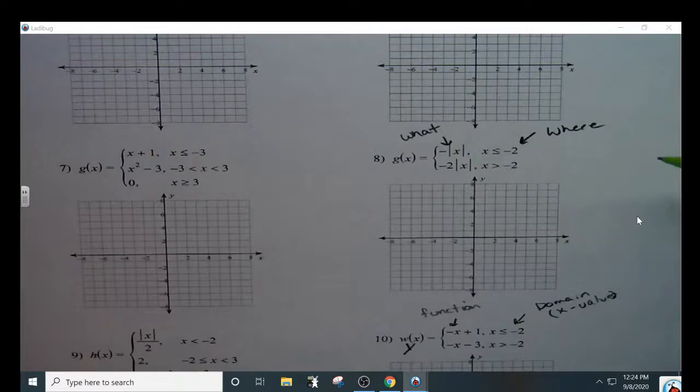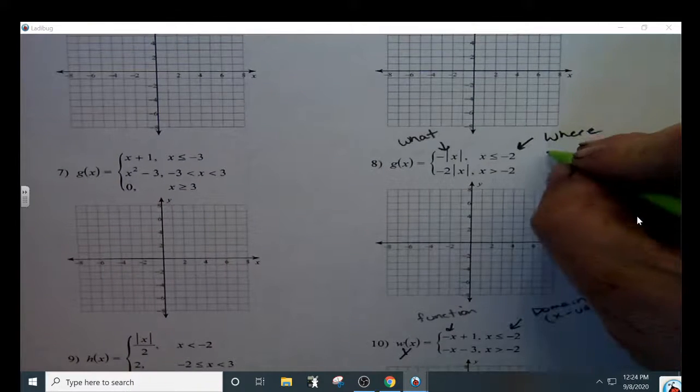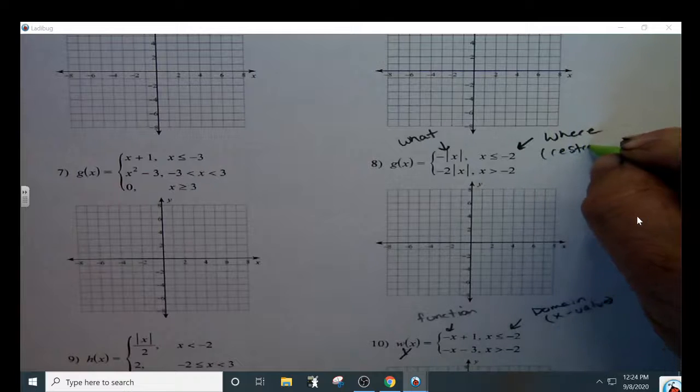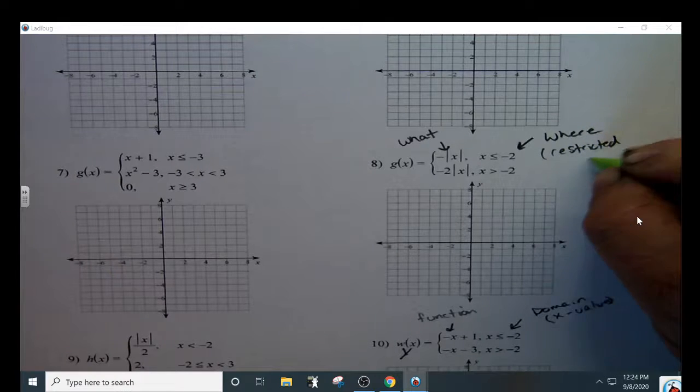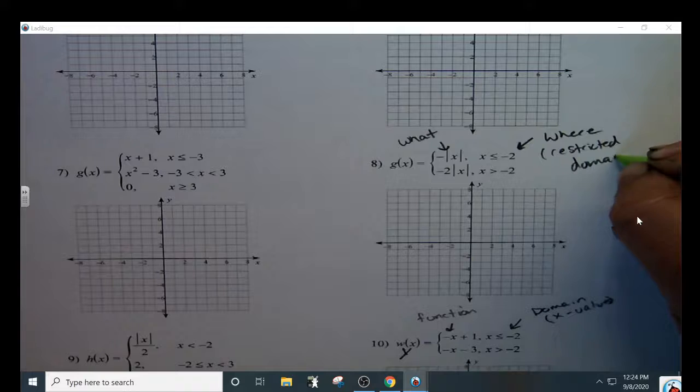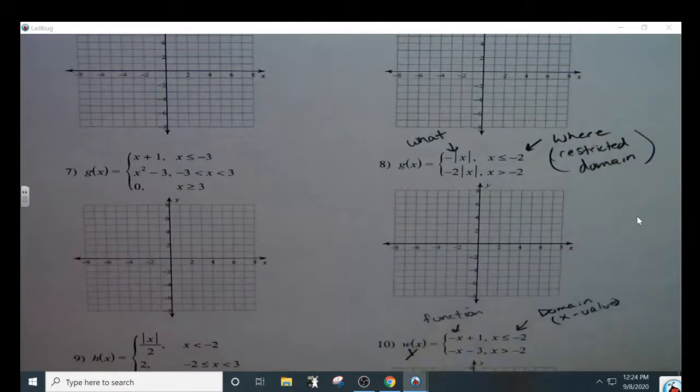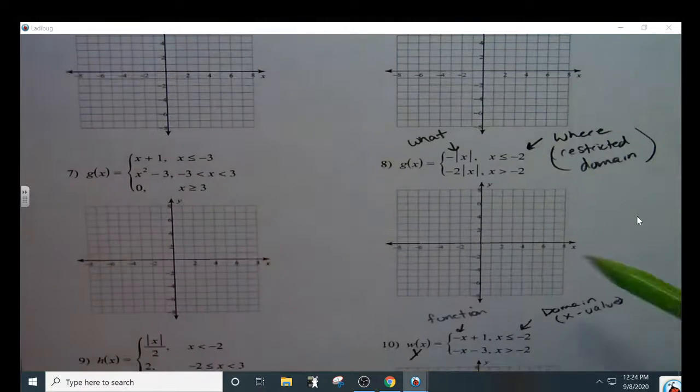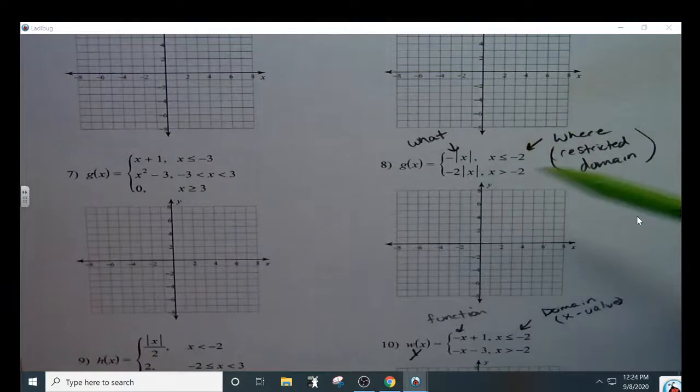Guys, most of the time when we did a function up till now, this is the first time, as far as I know in math, that you've seen what they call a restricted domain. It's telling you where to graph it. You can't just get on there and start graphing something. It's going to tell you exactly when to start and when to stop.